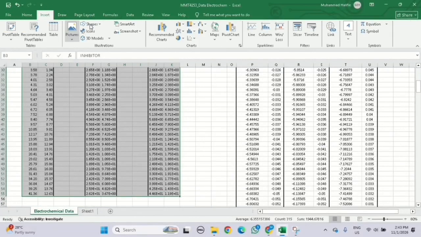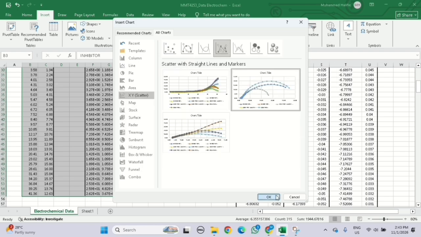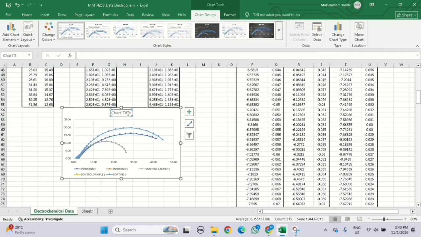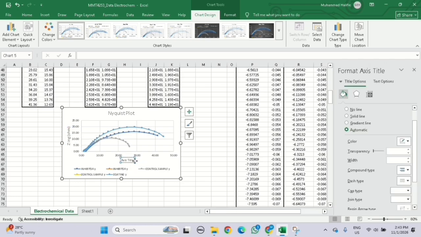So for the Nyquist graph, I copy all the data and then I go to the recommended chart and click the XY scatter. So I got this graph. I rename the graph name into the Nyquist plot and I insert the XY title. For the Y title is the imaginary and the X title is Z real.